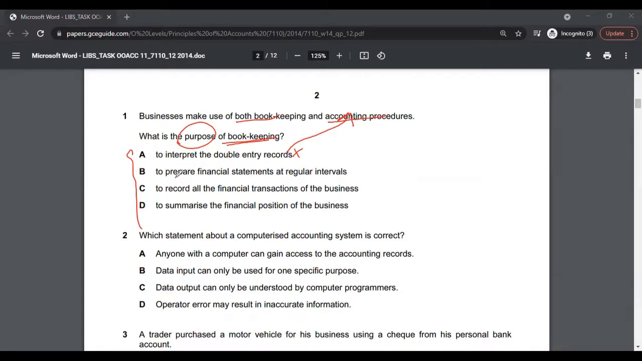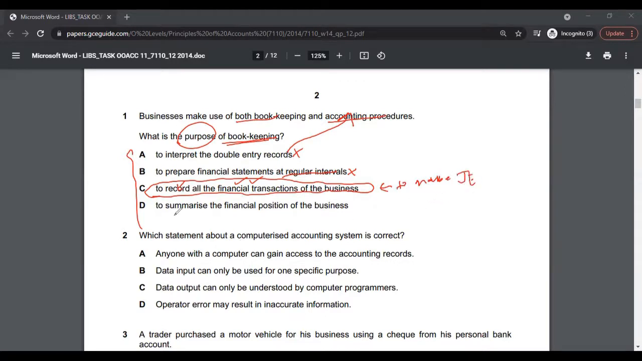Right, so let's look at option B, to prepare financial statements at regular intervals. No, this is not a job or a purpose of bookkeeping. To record all the financial transactions of the business, yes. Now this sounds very, very right. The main purpose of bookkeeping is to record all these financial transactions. In other words, to make journal entries, right? That's the purpose.